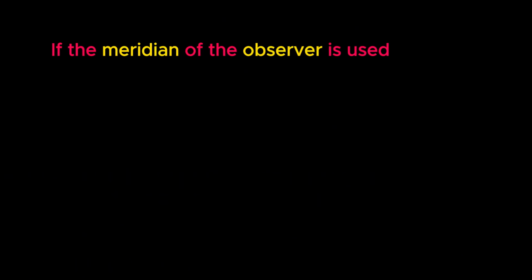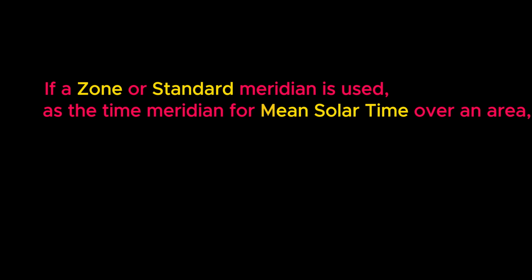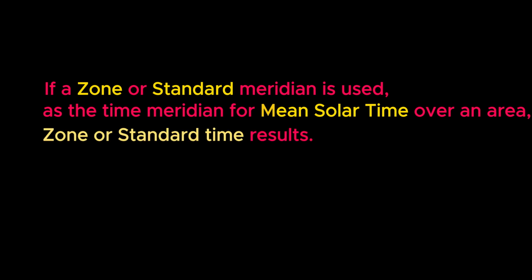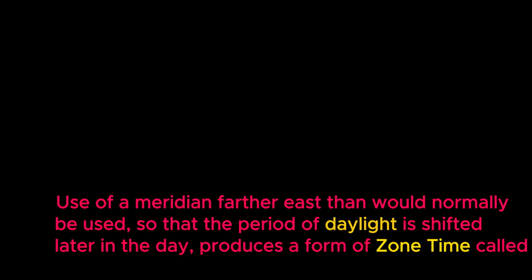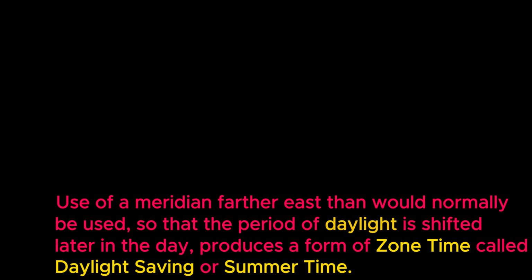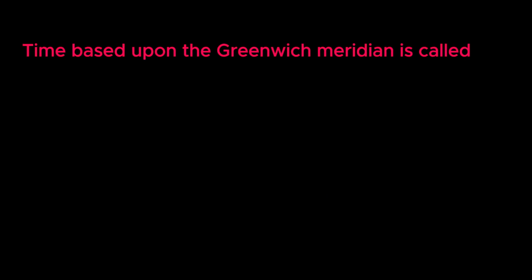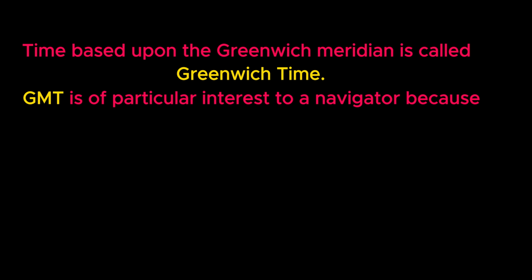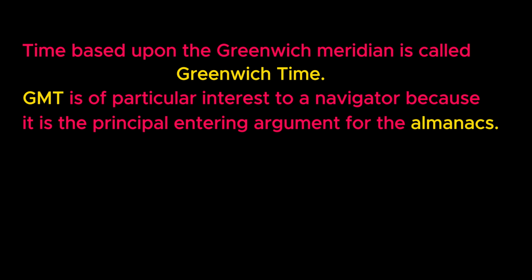If the meridian of the observer is used as the terrestrial reference, local time is involved. If a zone or standard meridian is used as the time meridian for mean solar time over an area, zone or standard time results. Use of a meridian farther east than would normally be used, so that the period of daylight is shifted later in the day, produces a form of zone time called daylight saving or summertime. Time based upon the Greenwich meridian is called Greenwich time. Greenwich Mean Time is of particular interest to a navigator because it is the principal entering argument for the almanacs.